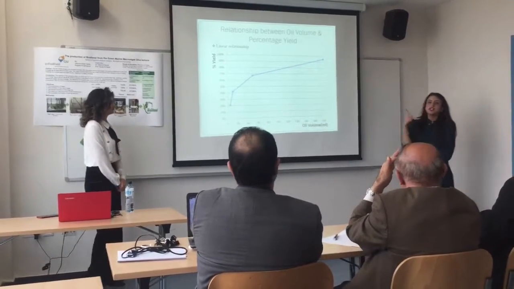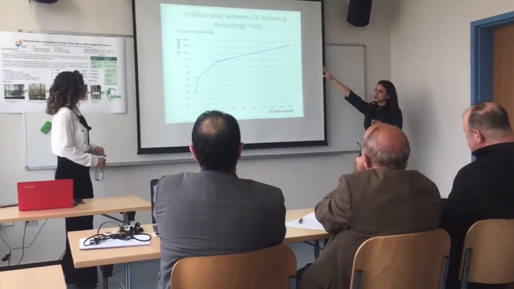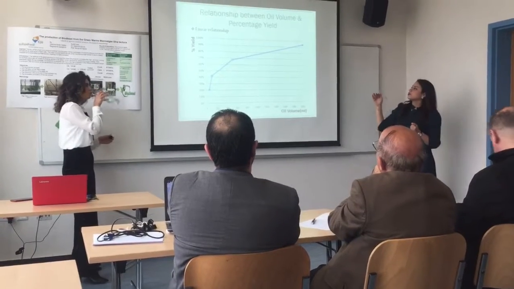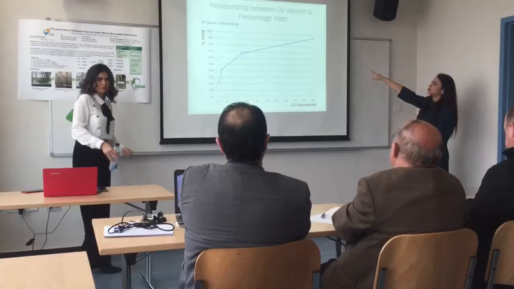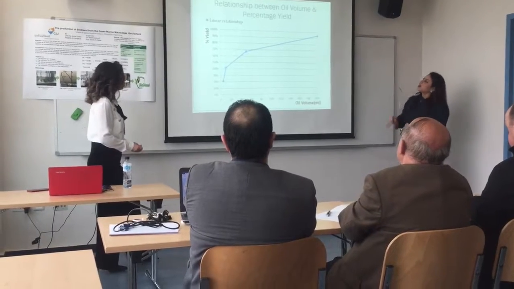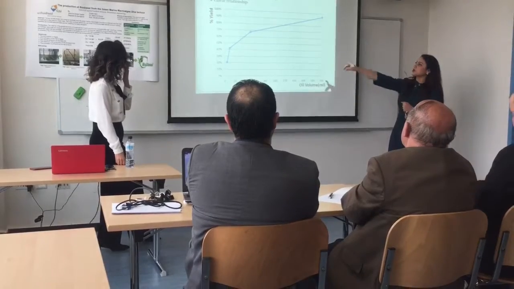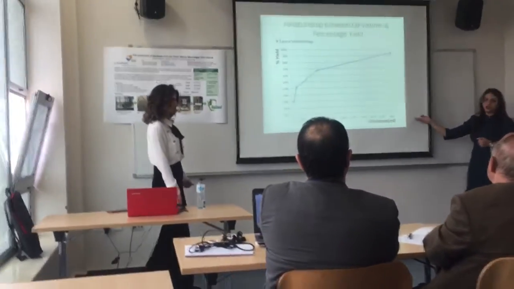So from the percentage yield results, which she just spoke about, we have different higher yields for different oils. The highest yield we got was from the soybean oil, which gave us a nearly perfect result, around 95% yield. And from these results, we were able to find a linear relationship between the oil volume and the percentage yield. Therefore, the higher the oil volume used during transesterification, the higher the percentage yield in material.